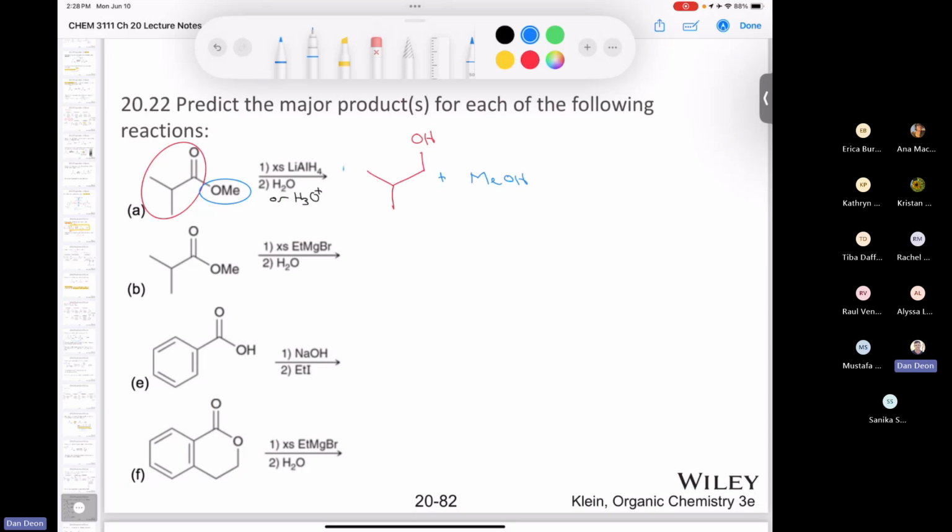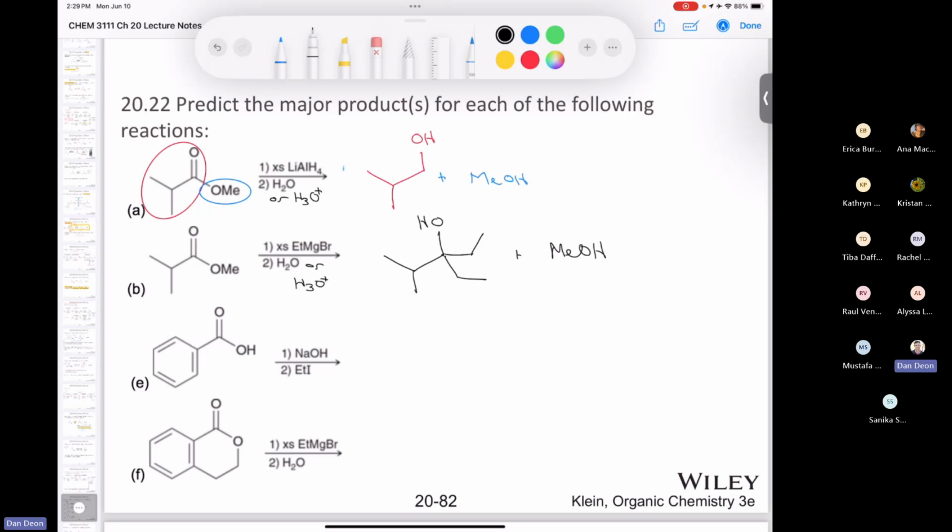The next one, we're taking our ester and we're treating it with excess ethyl magnesium bromide, followed by treatment with water or H3O plus. And so what's that going to do? It's going to add twice. So we're going to end up with an alcohol, but now we're going to have the ethyl group added once, twice, like that. And then we're also going to be left over with our methanol as well, which is going to be liberated in the reaction.